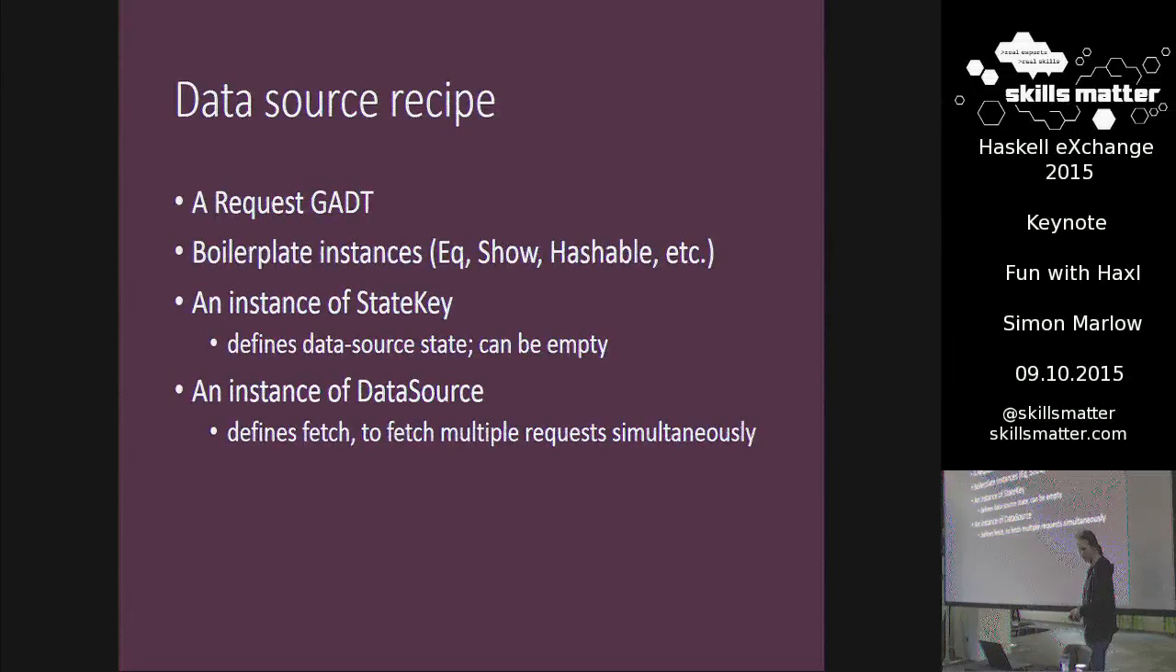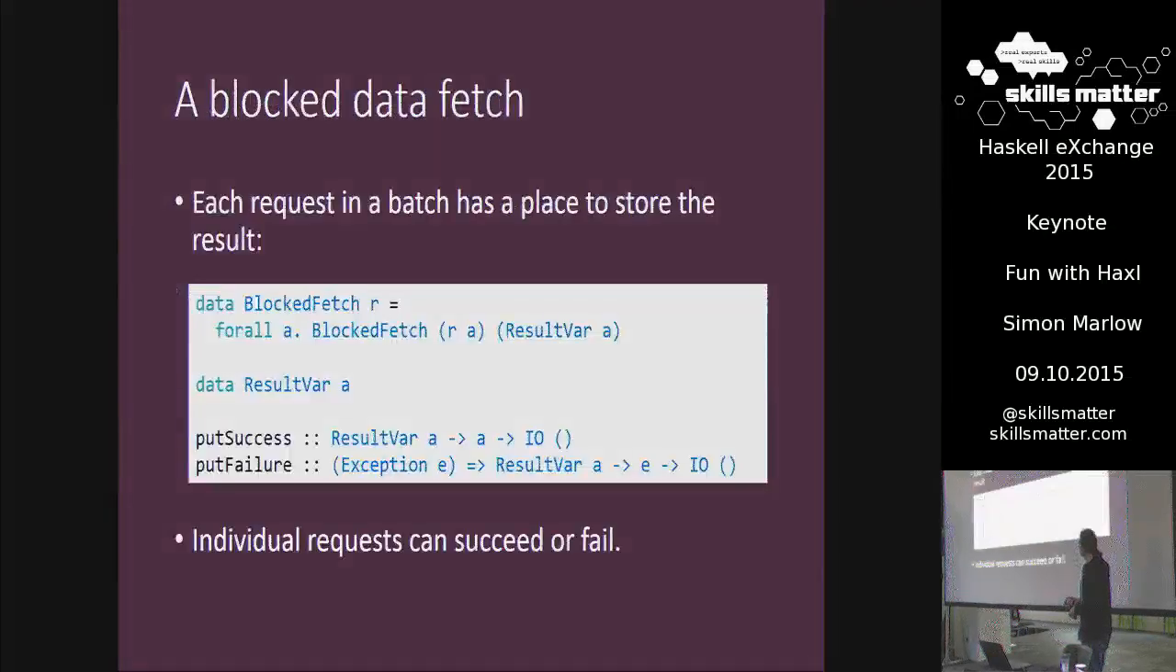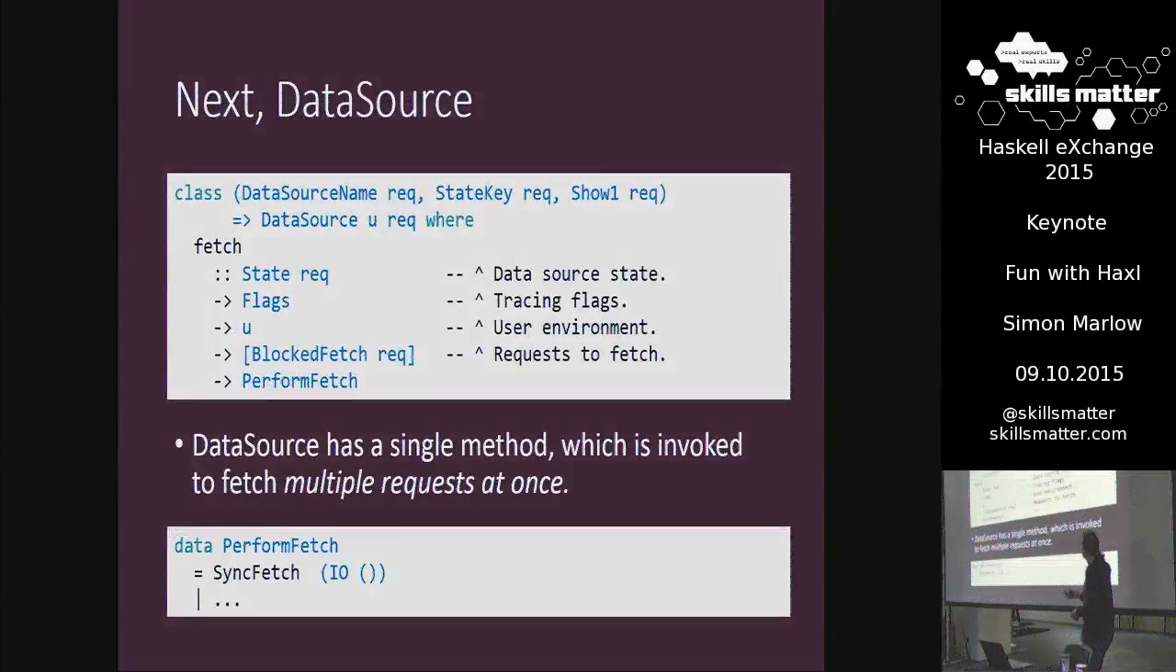And so the key point, just to reiterate this, is that fetch is passed multiple requests at the same time. So that's how you can collect your requests together and issue a single select query if you're doing a database query, overlap things if you want to, and that's how we get concurrency.